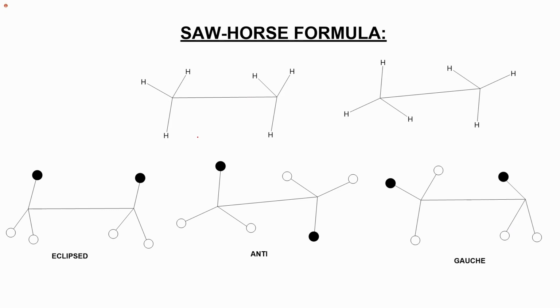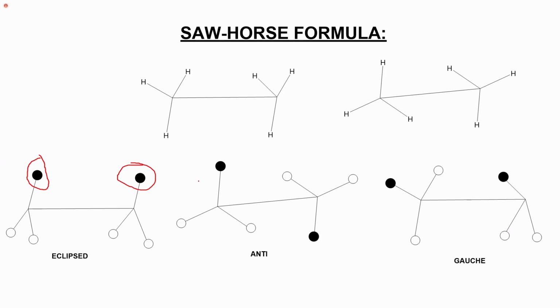One is black, and the other two are white. Why? Because we will consider how the black balls and white balls look. Depending on the placement of the two black balls, we can name them eclipsed, gauche or anti. So now you can see, these two black balls, one is here, another one is here. These two black balls are switched to each other, meaning a 60-degree rotation. Okay, so this is the eclipsed.